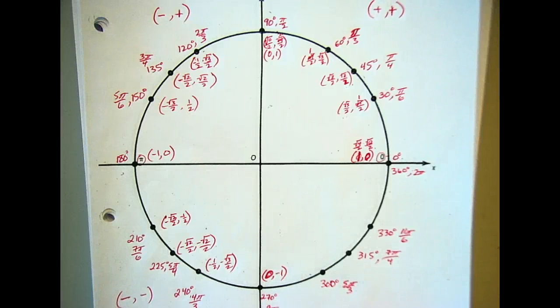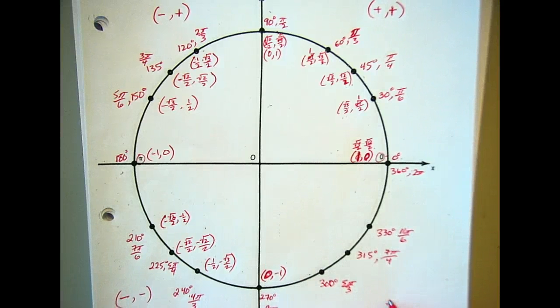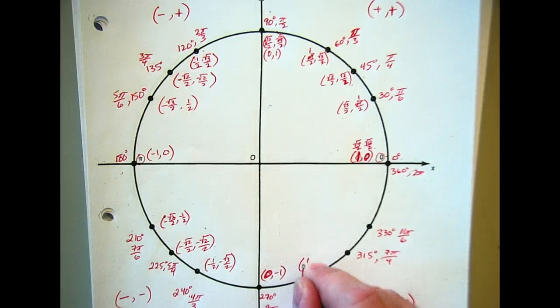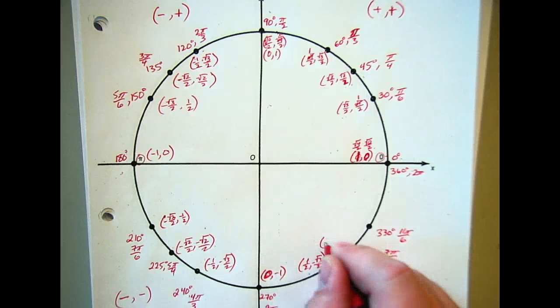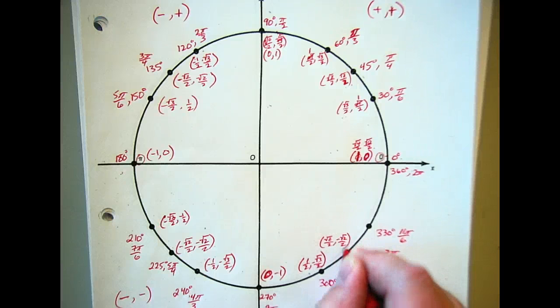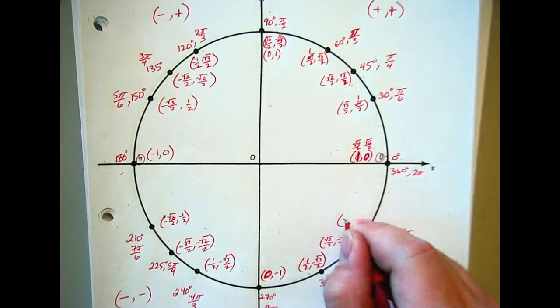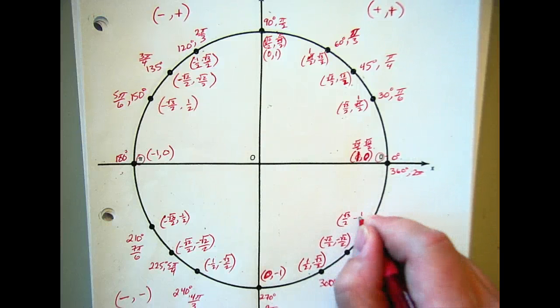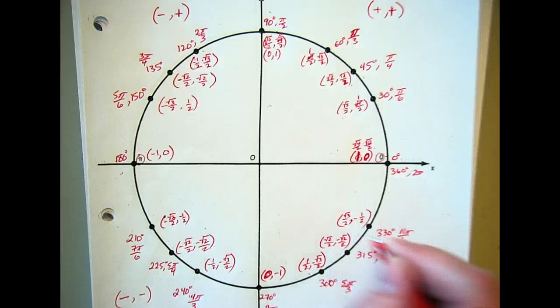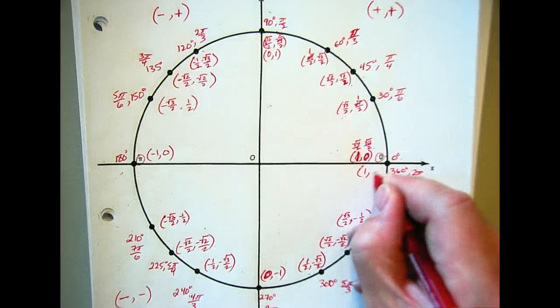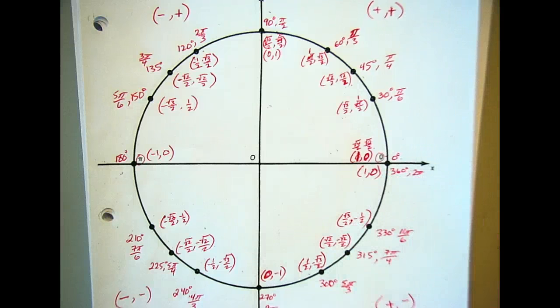All right. So this is positive, negative, and reflecting over. So we have 1/2, negative root 3 over 2. We have root 2 over 2, negative root 2 over 2, and root 3 over 2, and negative 1/2. All right, and obviously 1, 0. Okay, or 0, 0. All right.